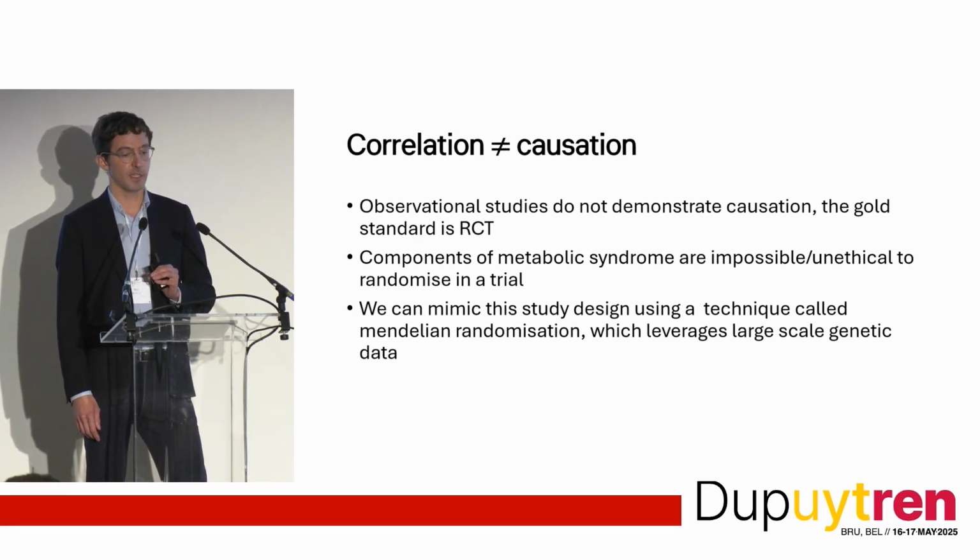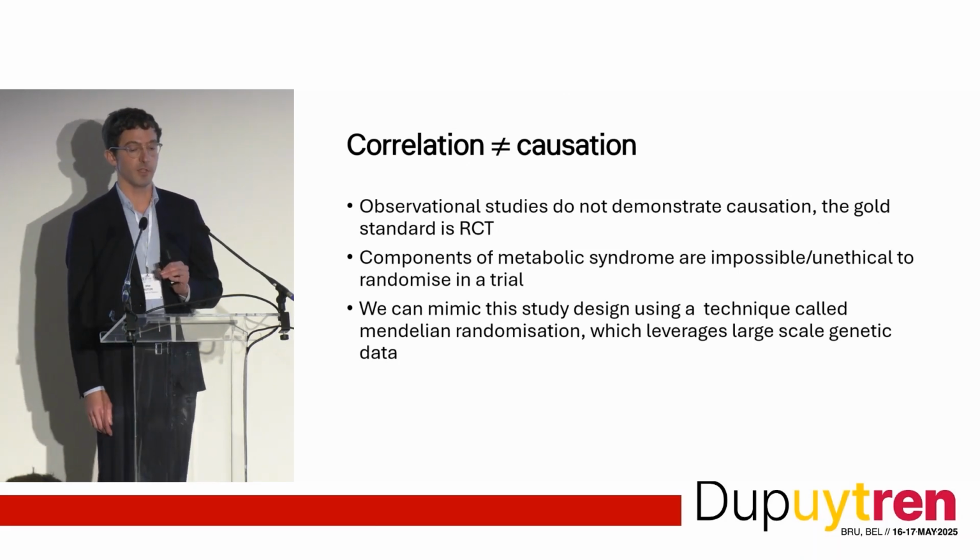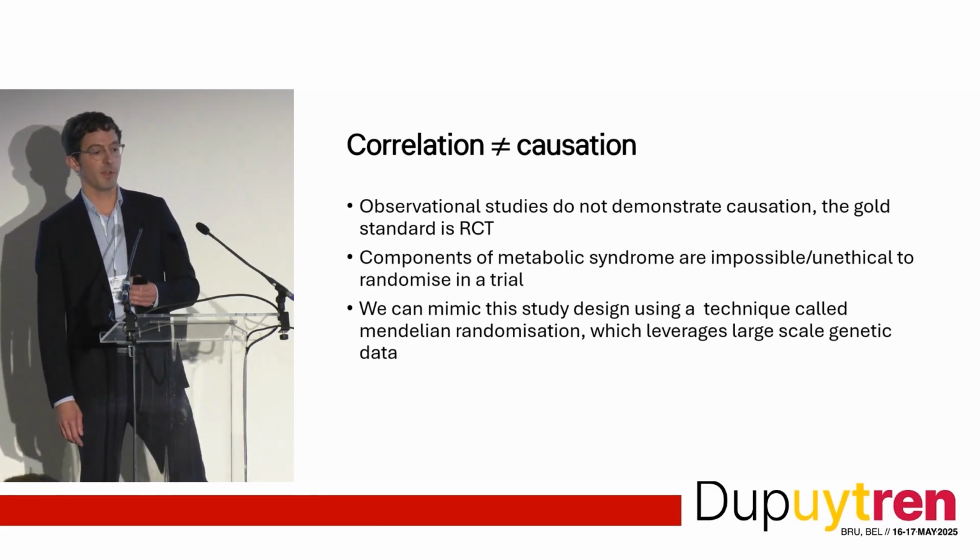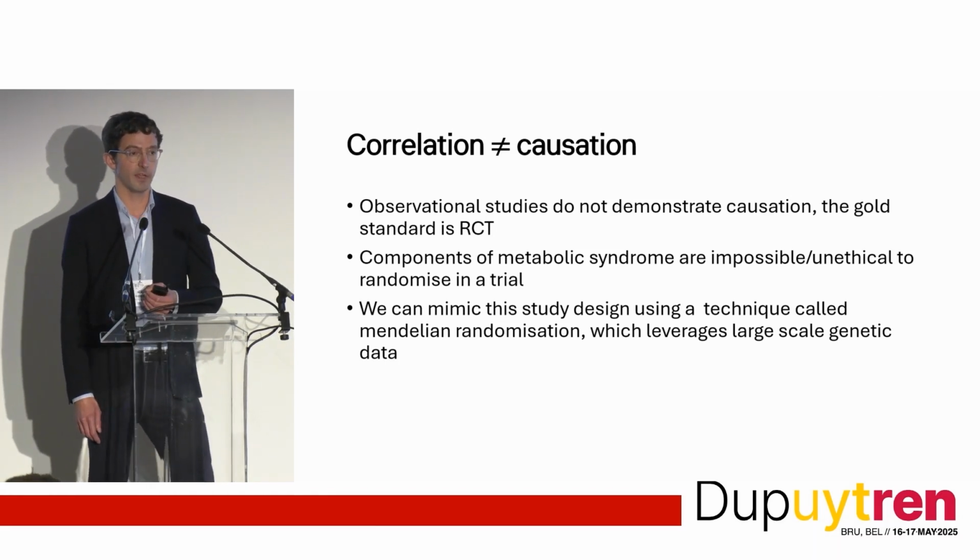As we know, observational studies can only show association, not causation. To demonstrate causation, we need to randomize an exposure, which is classically done in a randomized controlled trial. But manipulating metabolic variables, such as raised BMI, is unethical and impractical in an RCT setting. What we can do is leverage population-level genetic data to mimic this study design, and this is the role of Mendelian randomization.